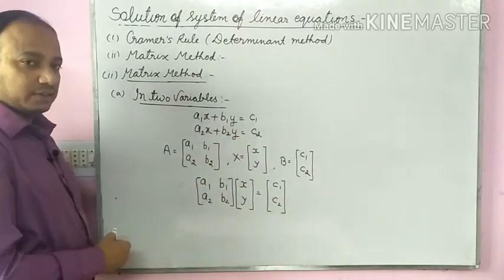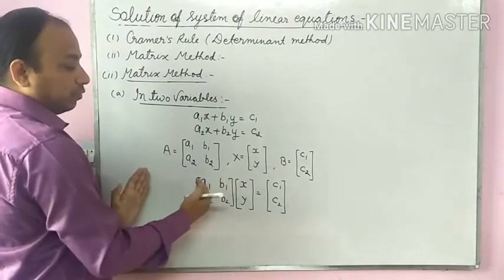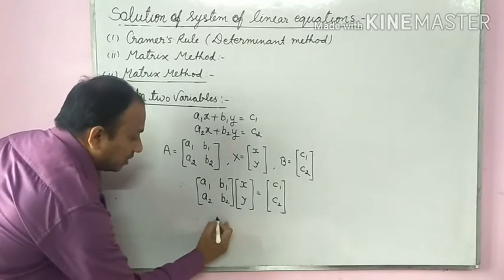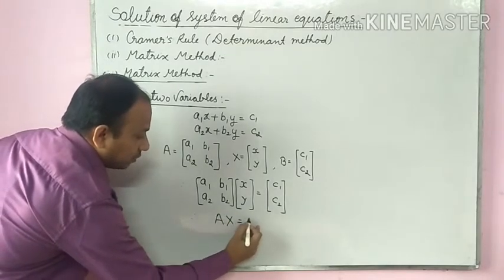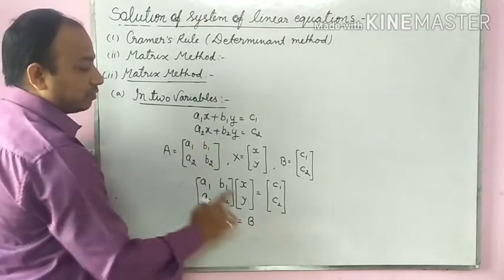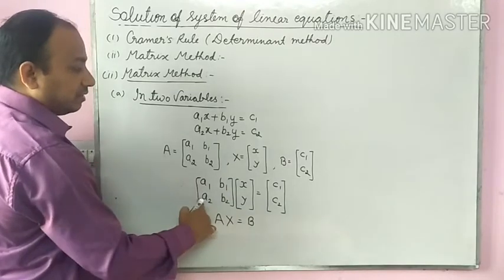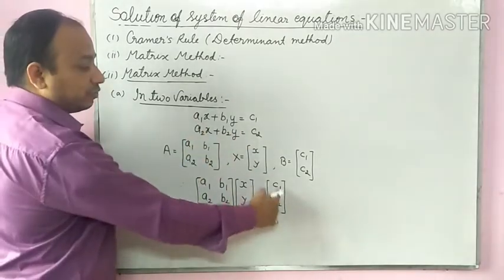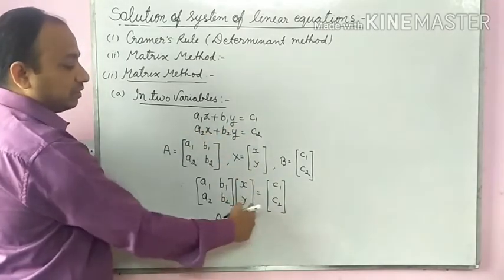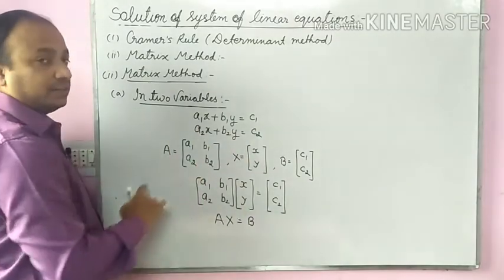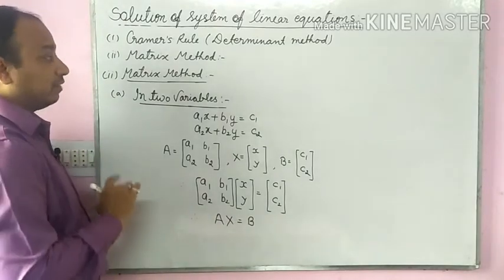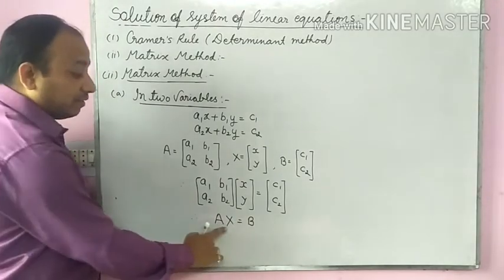So we can arrange these equations in matrix form as Ax equals B. A is multiplied with x, then we get the left hand side equal to the right hand side, and on comparing we get a1x plus b1y equals c1, a2x plus b2y equals c2. So these linear equations are arranged in the form of matrix Ax equals B. Then find the value of the inverse, then find the value of x.